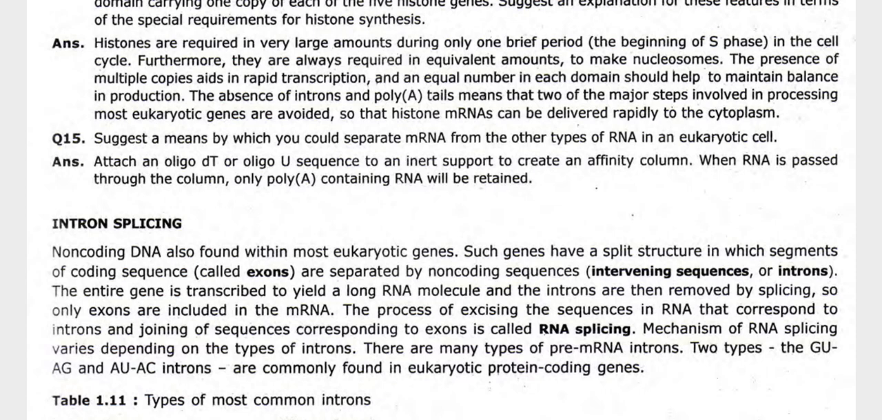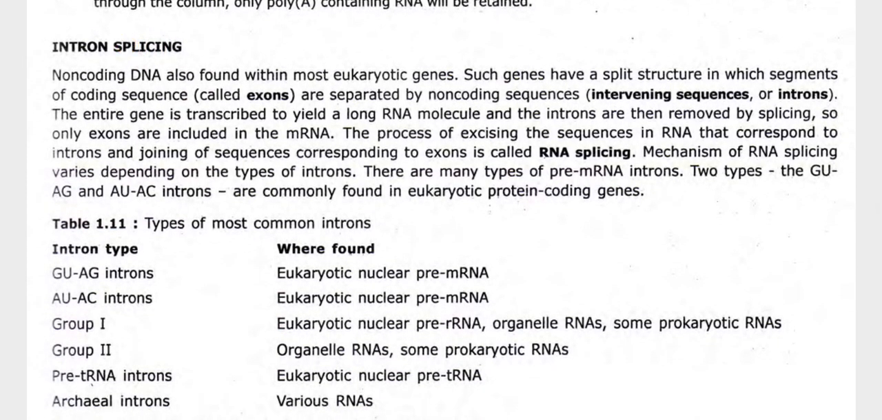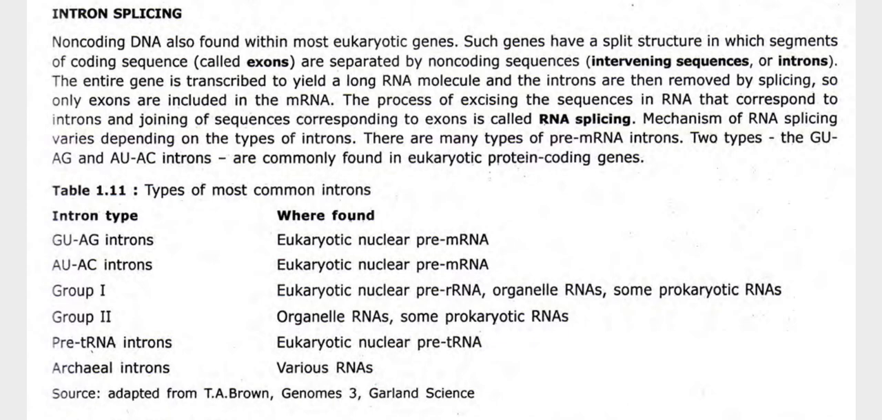Then intron splicing. Non-coding DNA is also found within most eukaryotic genes. Such genes have a split structure in which segments of coding sequence called exons are separated by non-coding sequences, or intervening sequences, or introns. The entire gene is transcribed to yield a long RNA molecule, and the introns are then removed by splicing. So only exons are included in the mRNA. The process of excising the sequences in RNA that correspond to introns and joining the sequences corresponding to exons is called RNA splicing. The mechanism of RNA splicing varies depending on the types of introns.